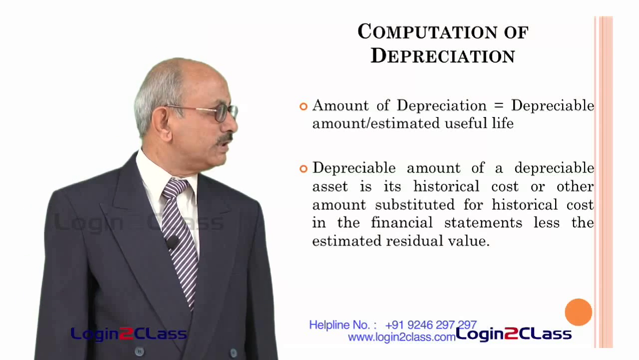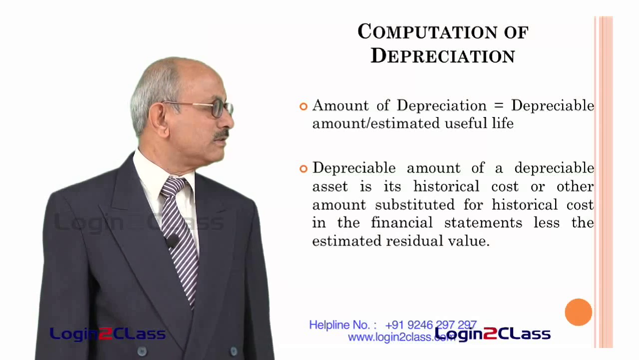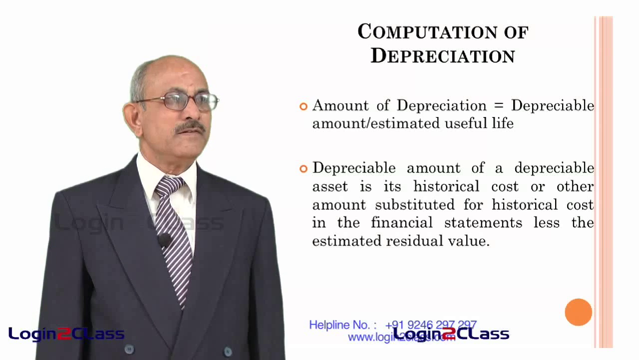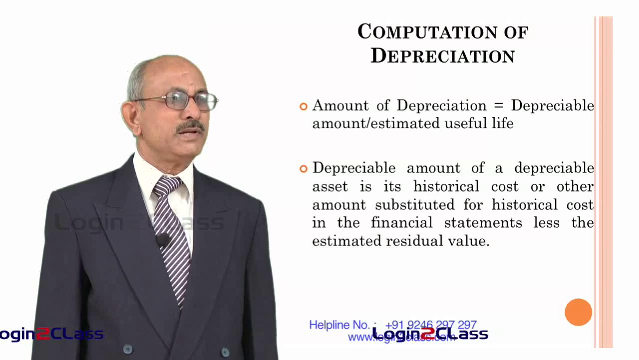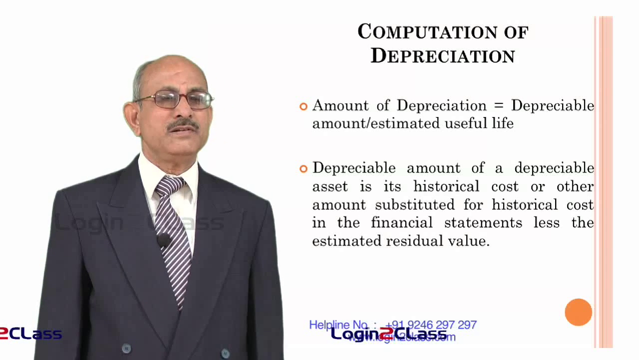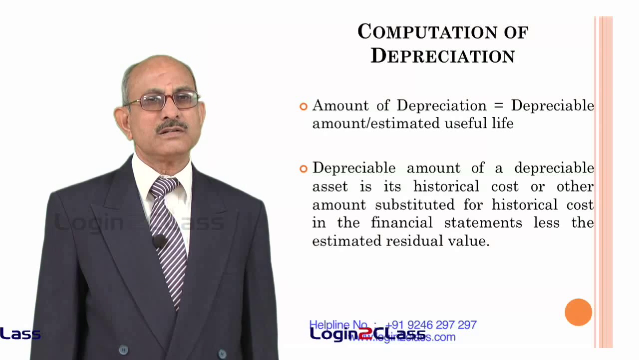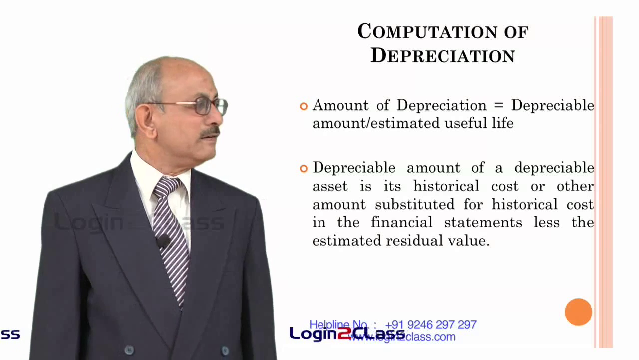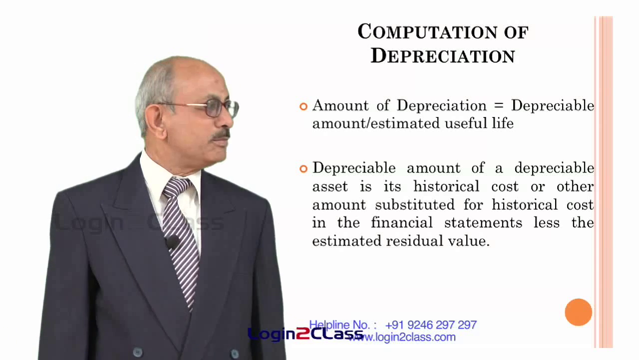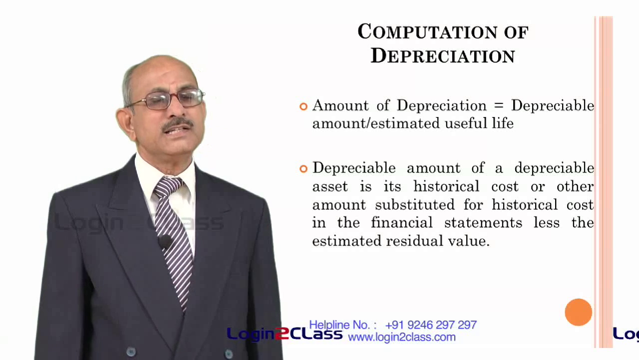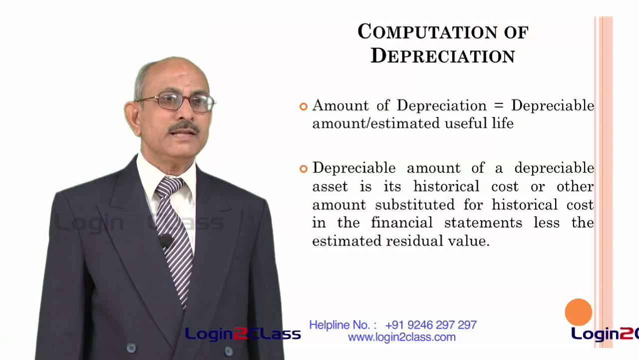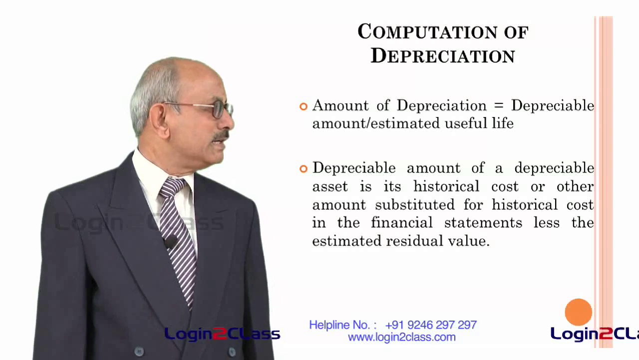And the definition also says any other amount substituted for historical cost. What is the meaning of that? It means that whenever assets are revalued, that is the value substituted for the historical cost. For example, if you have taken a building at the historical cost of 1 lakh and after 5 years the entity wants to revalue the cost of the building. If it is revalued at 5 lakh, that becomes the substituted cost or the historical cost. Then the depreciable amount will be 5 lakhs minus the estimated residual value or the scrap value. If there is no revaluation of assets done, then it will be the historical cost minus the estimated residual value.